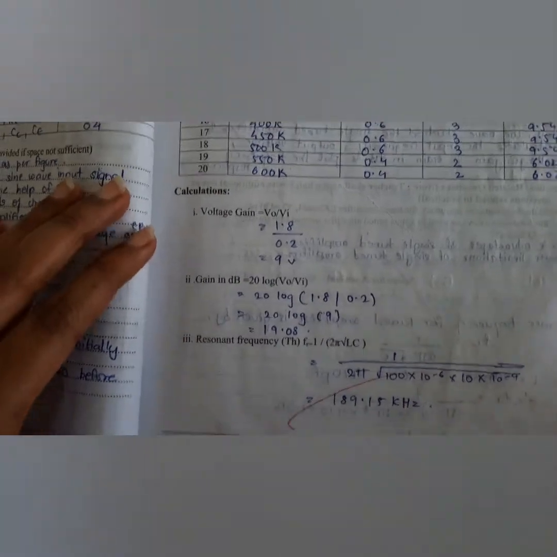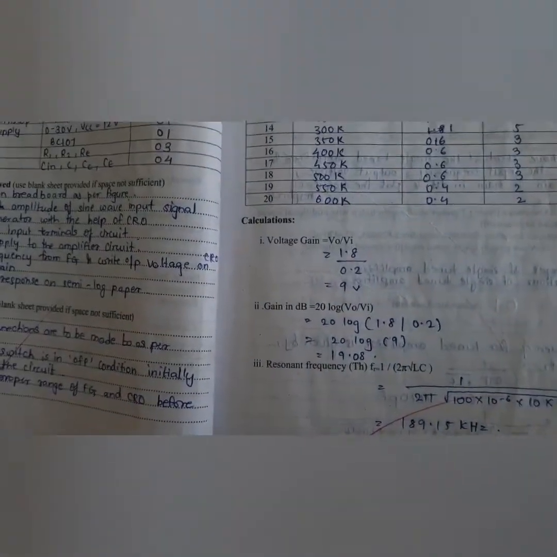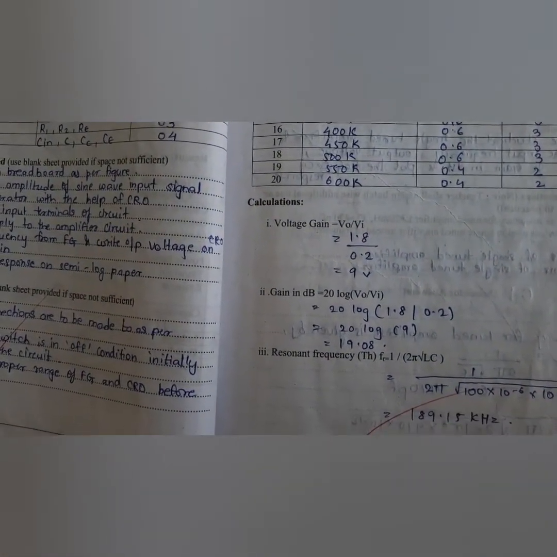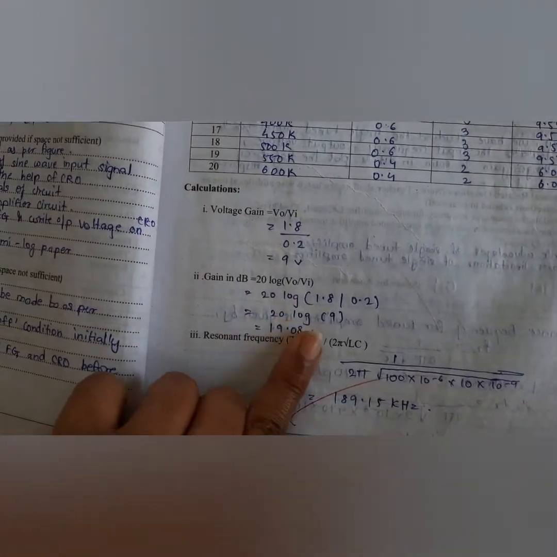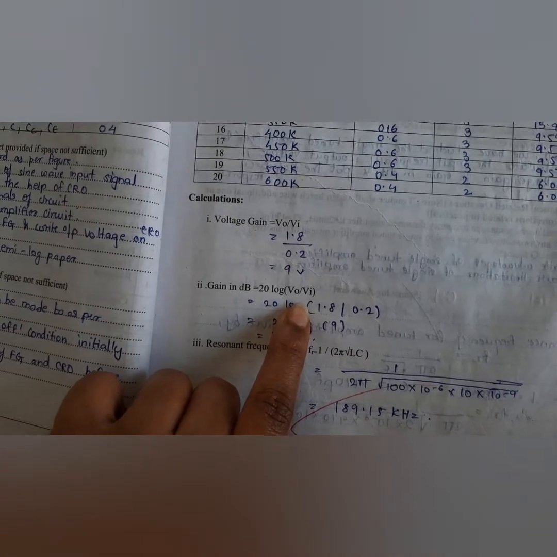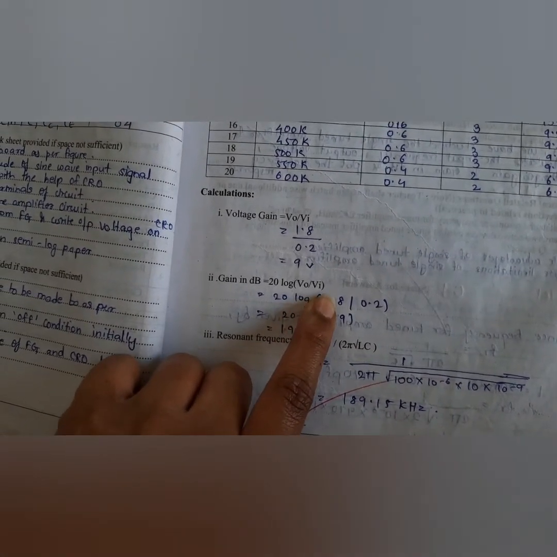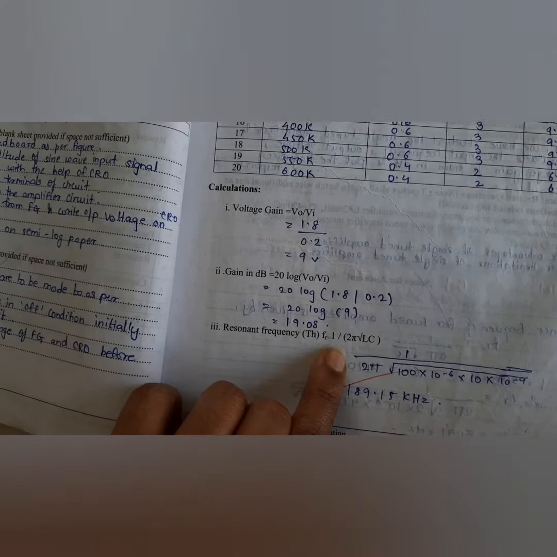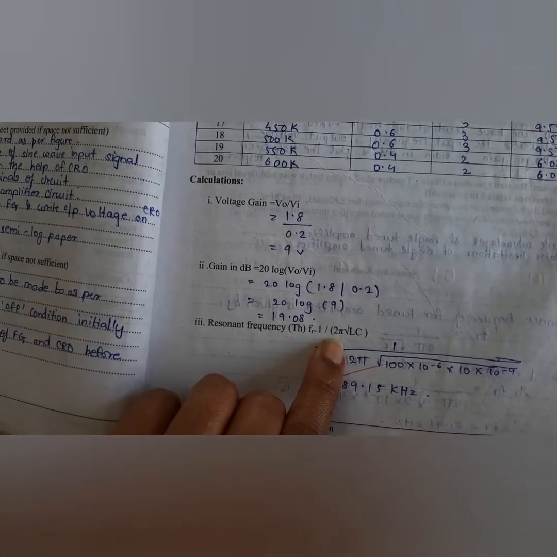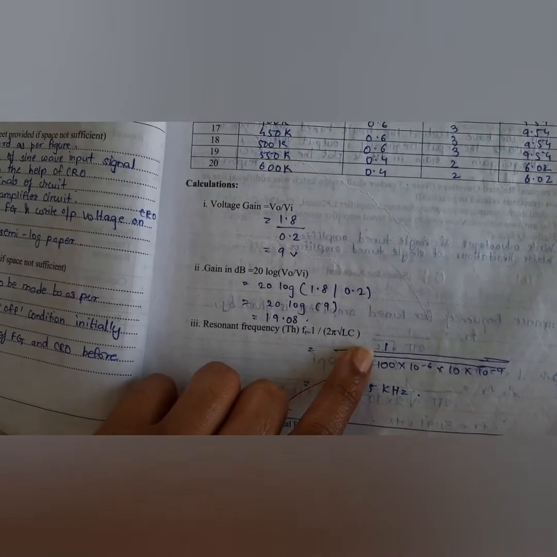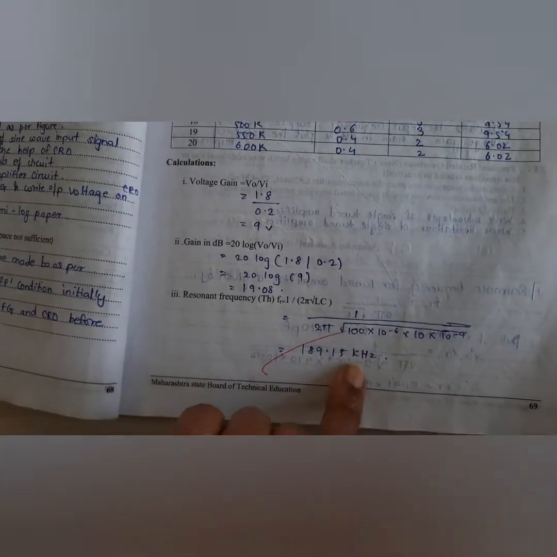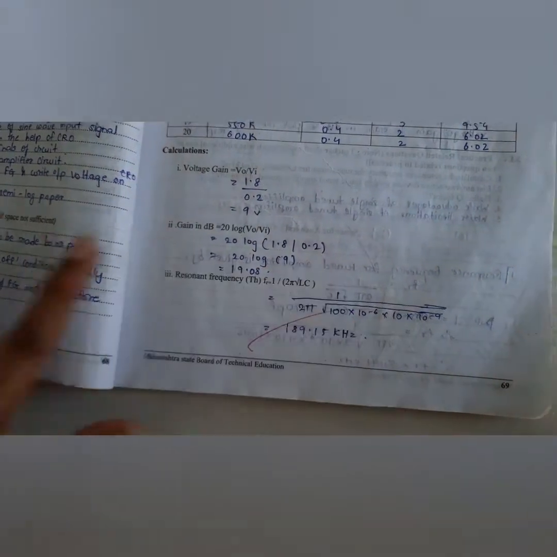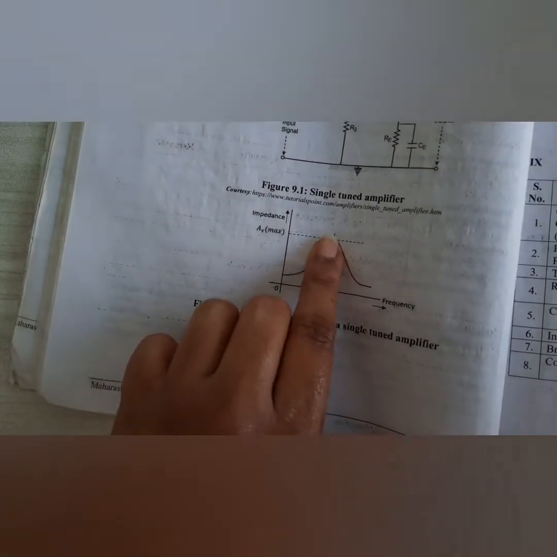Let us see the calculations. The formula is given, you have already studied in the theory. Voltage gain is equal to V0 by Vi, and then we have gain in dB, that is 20 log V output upon V input, and this is the frequency. Frequency is given by 1 upon 2 pi root of LC. We will put the values of L and C, and then we are getting this theoretical resonant frequency. Resonant frequency means a particular frequency which is amplified and selected.